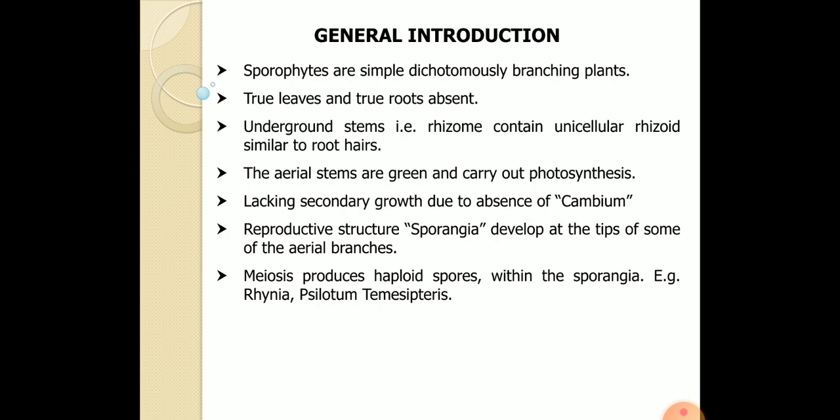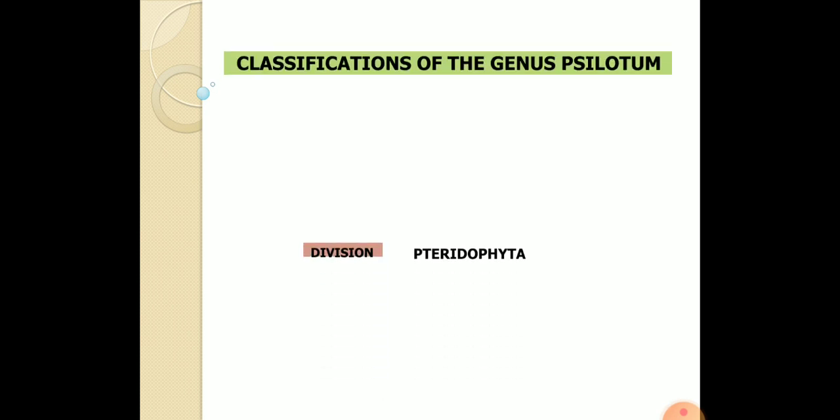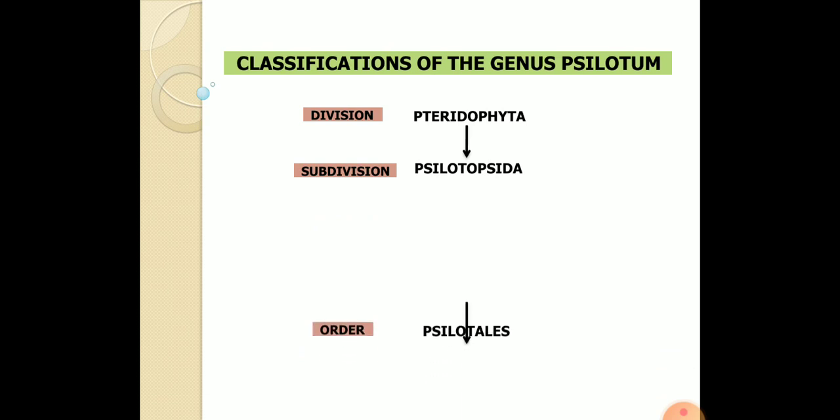The reproductive structures, the sporangia, develop on some of the aerial branches, and are called synangia. Meiosis produces haploid spores within the sporangia. The gametophyte is similar to the rhizome of the sporophyte, and the gametophytes are non-photosynthetic in structure.